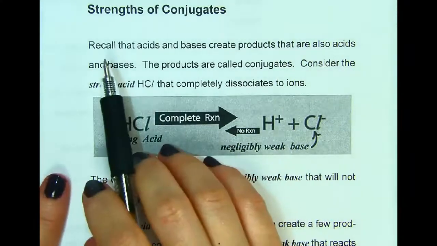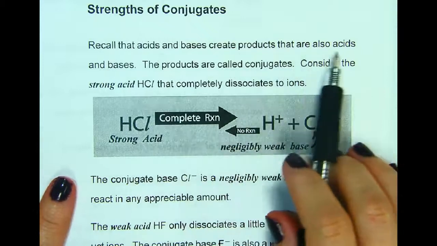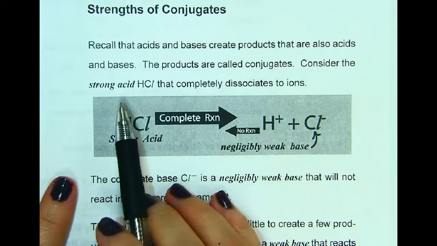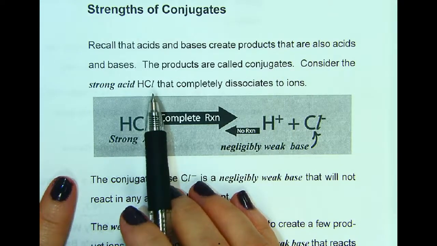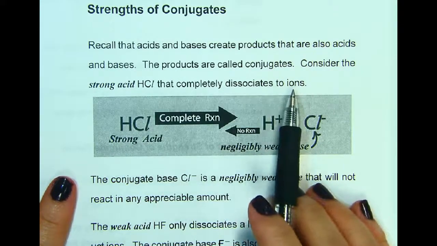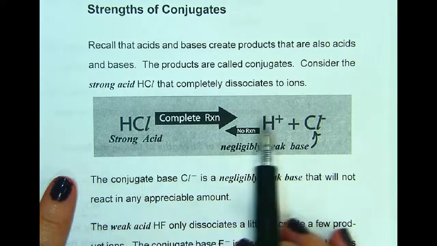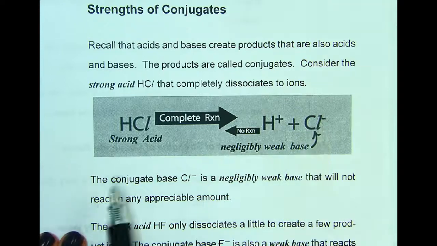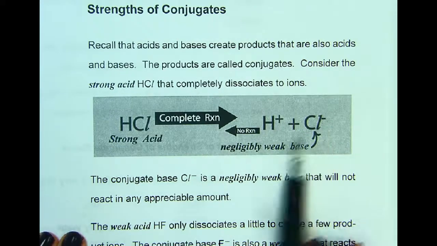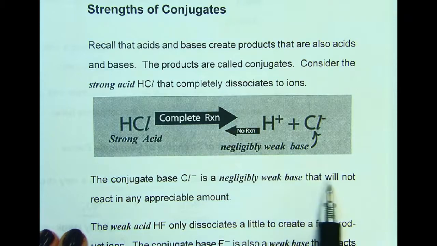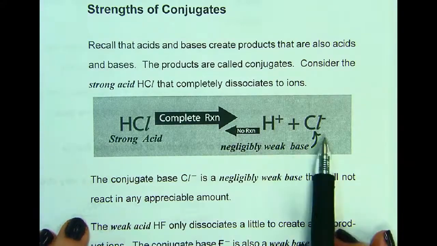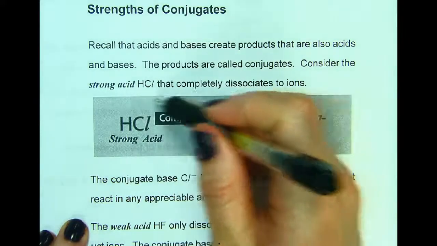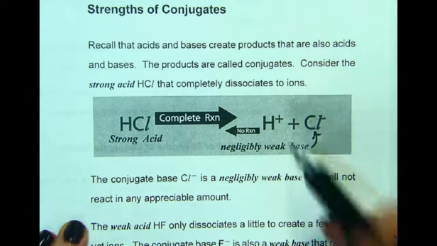Strengths of conjugates. Recall that acids and bases create products that are also acids and bases. The products are called conjugates. Consider the strong acid, HCl, or hydrochloric acid, that completely dissociates into ions. So here's the strong acid, and you're going to get 100% hydrogen ions and chloride ions. The conjugate base, Cl-, is a negligibly weak base that will not react in any appreciable amount. So because this is a strong acid, its conjugate is a weak base.